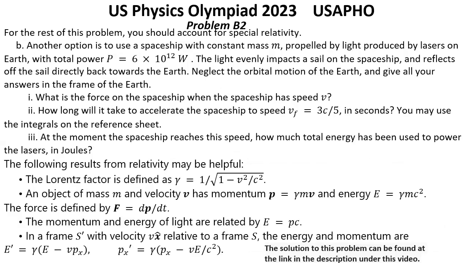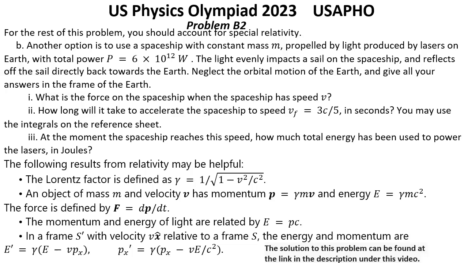For the rest of this problem, you should account for special relativity. Part B. Another option is to use a spaceship with a constant mass m propelled by light produced by lasers on Earth, with a total power P equal 6 multiplied by 10 power 12 watt. The light evenly impacts a sail on the spaceship and reflects off the sail directly back towards the Earth. Neglecting the orbital motion of the Earth, give all your answers in the frame of the Earth.